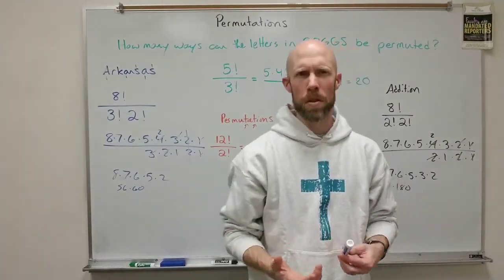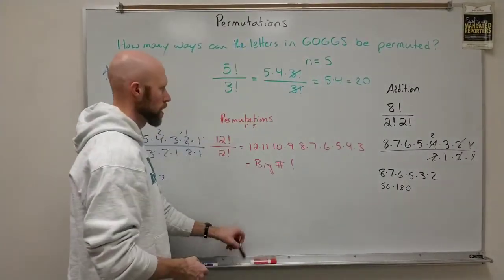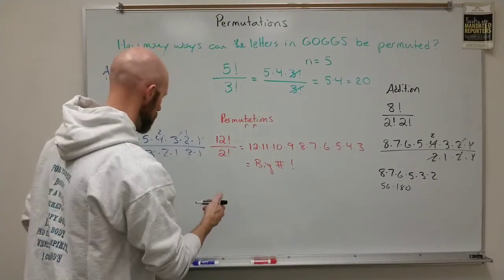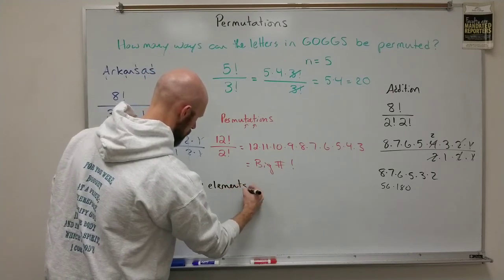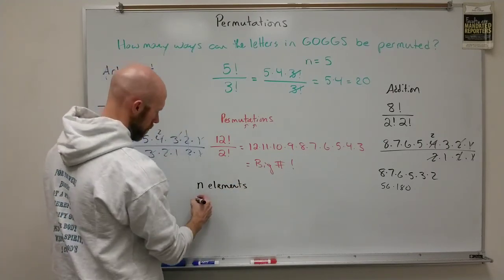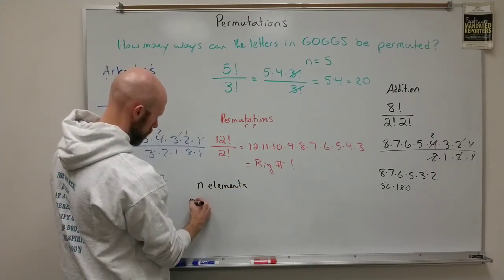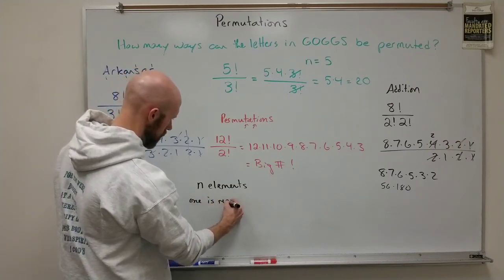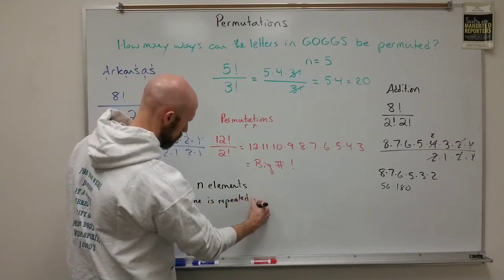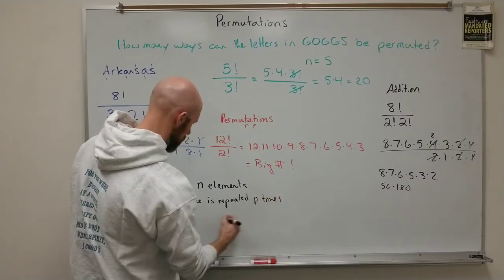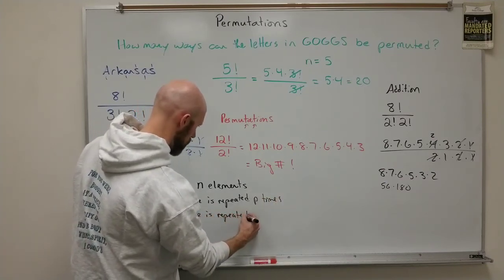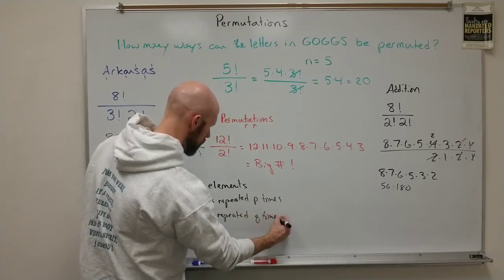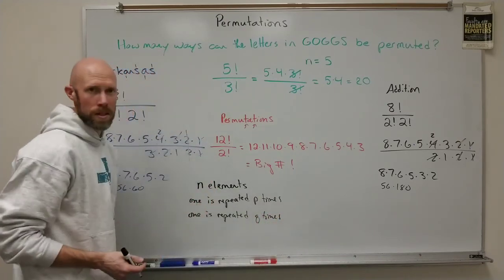The general formula for this is that if you have n elements, and one is repeated p times, one is repeated q times, and so on. We'll just go with p and q for instance.